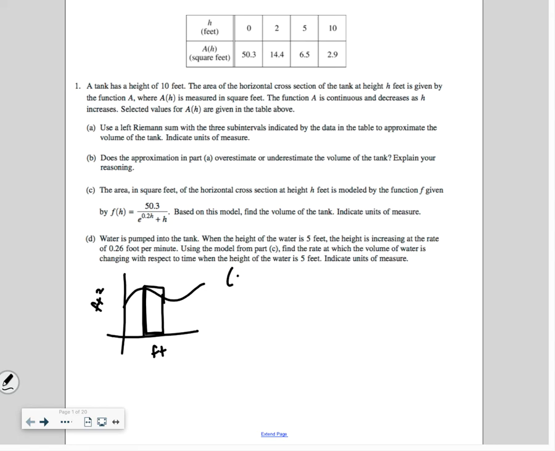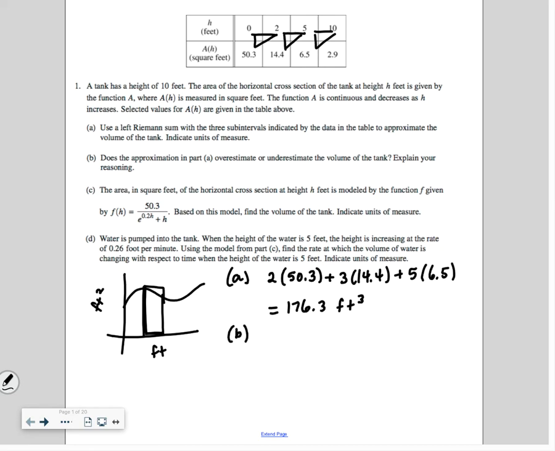All right, so on part A, we're using a left-hand Riemann sum, so I want to know the width of the first rectangle. The width is 2, and the height is going to be the one on the left. Sometimes I'll do little triangles, if you remember from class. So I'm going to have 2 times 50.3. The next one has a width of 3 and a height of 14.4. The next one has a width of 5 and a height of 6.5. If you find that value, you end up getting 176.3 cubic feet. You can find that on your calculator. This is a calculator question.